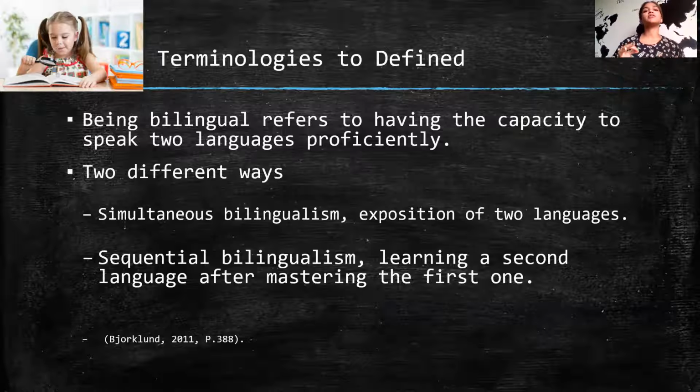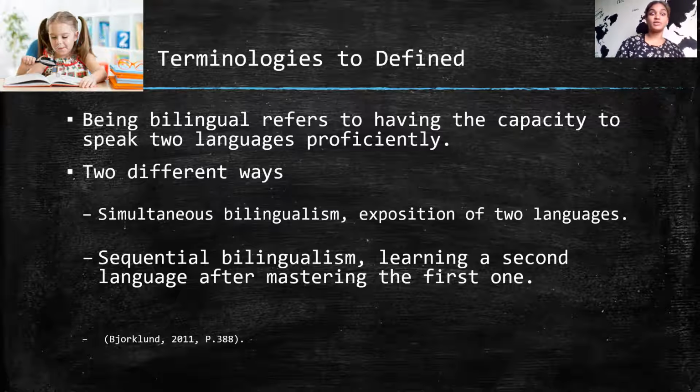Some terminologies that I need to know if I'm working in this research: being bilingual refers to having the capacity to speak two languages proficiently. And there are two ways. There is simultaneous bilingualism, which is exposure to two languages, for example, that at home you speak both languages, English and Spanish in this case.